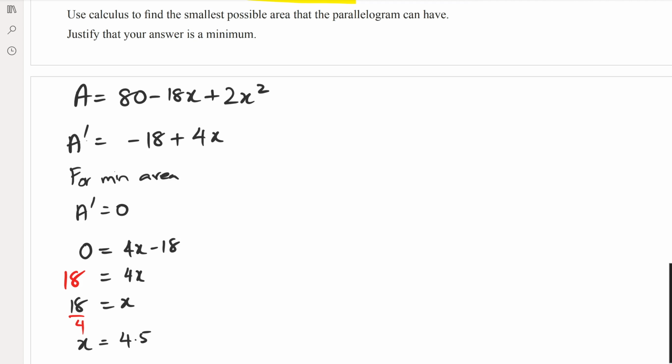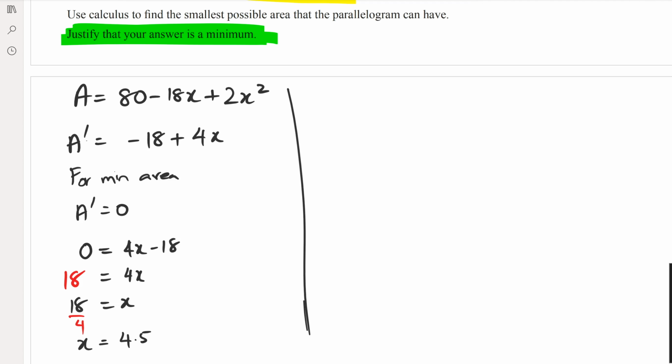Now, they're asking you one more thing here, and that's this thing. Justify that your answer is minimum. Now, for those of you that have actually done it, there's two ways you can do this. For those of you that have done double differentiation, you could just do that straight away. So if you know double differentiation, then you can just go A double dash is equal to positive 4. And because A double dash is greater than 0, therefore it is minimum. That's one thing.